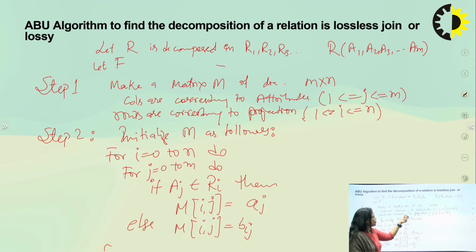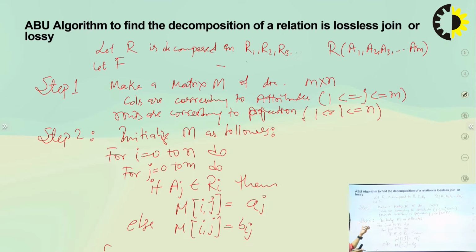Rows correspond to the projections. How many decompositions are there? Let's suppose 3. So how many projections are there? 3 projections are there, and the value of the counter I taken for the rows will vary from 1 to n. Here for these 3 parts we will have 3 rows, right?